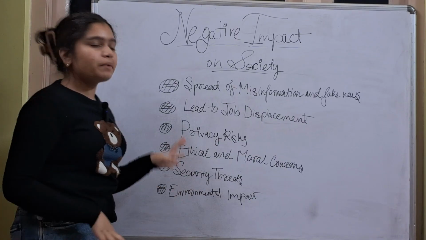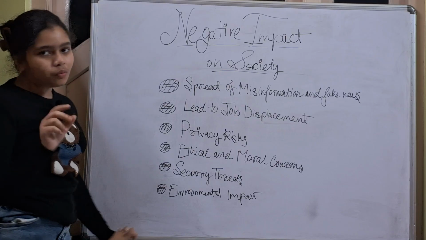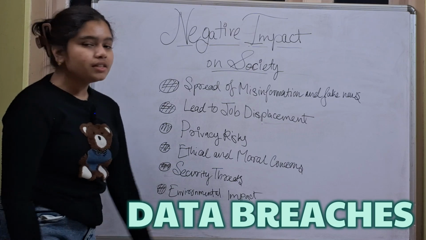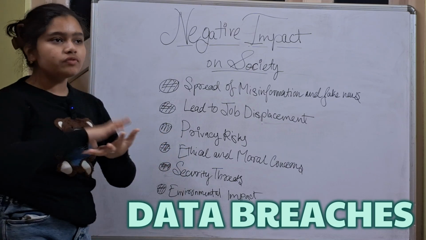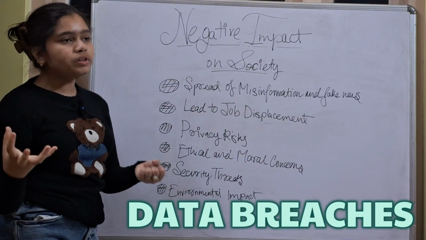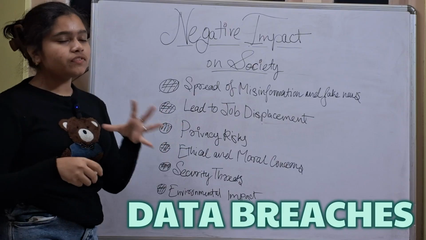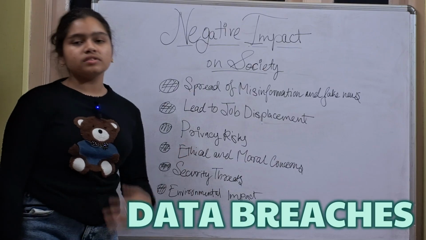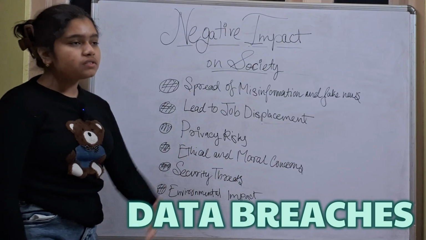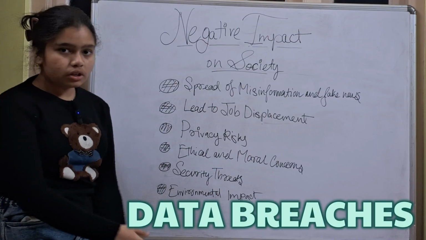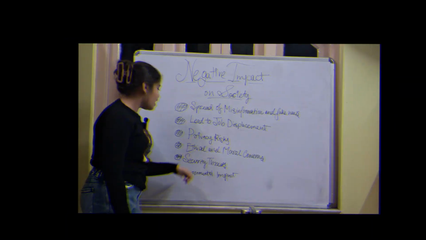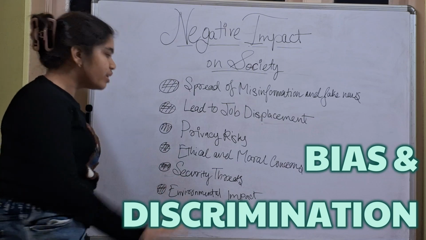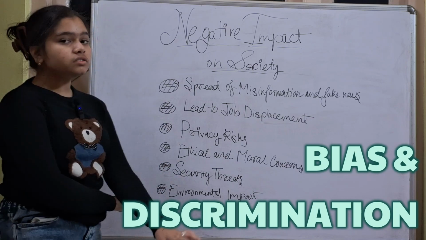Now coming to the concept of privacy risks, there comes the word data breaches. When personal and sensitive information is given to the AI, hackers can extract that private information of a user, and it can be used for misleading purposes. It can damage the reputation of a person, or lead to financial or emotional damage. Now coming to ethical and moral concerns, there is bias and discrimination. I've already explained that a lot of times. And now comes the concept of dehumanization.